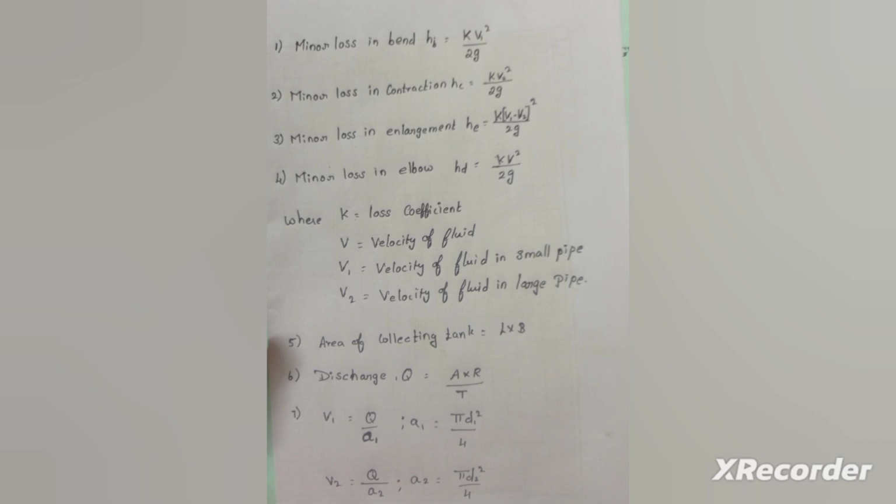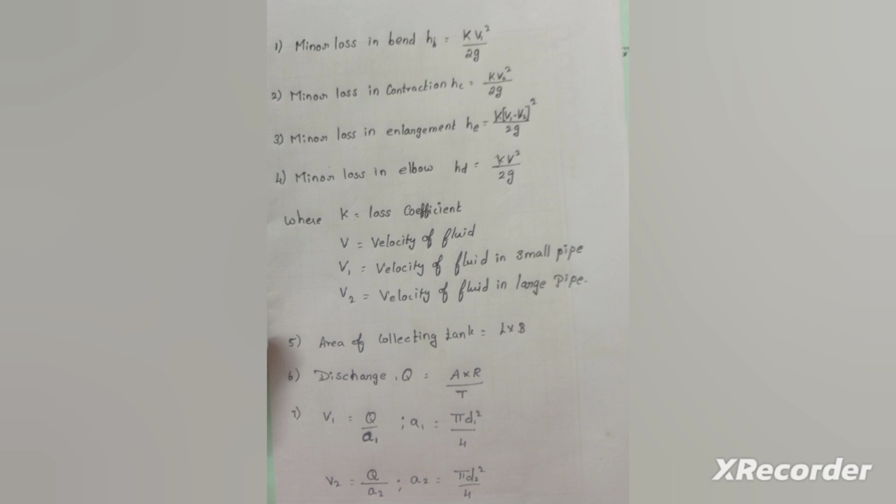To determine the losses due to bend, elbow and fitting, we first have to calculate the discharge of the process, Q, which is equal to A into R divided by T. Here A is the area of the collecting tank, R is the head of collected water in the tank, which is 10 centimeters, and T is the time taken for the 10 centimeter rise of water in the collecting tank. Then first we have to identify the velocity of the fluid in the small pipe, which is considered as V1, equal to Q divided by small a1.